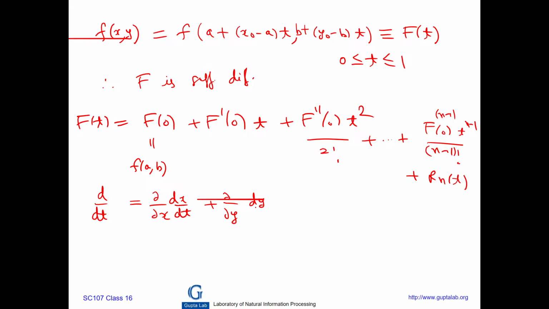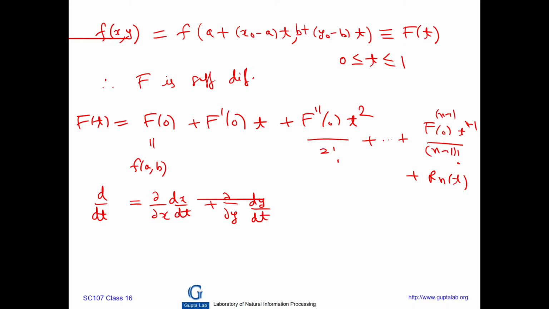So here it could be some function or whatever it is. So d over dt is, because actually these are functions of x and y also, right? Those parameters are also involved. So partial differentiation with respect to x, dx over dt, plus partial differentiation with respect to y, dy over dt, right? Chain rule.